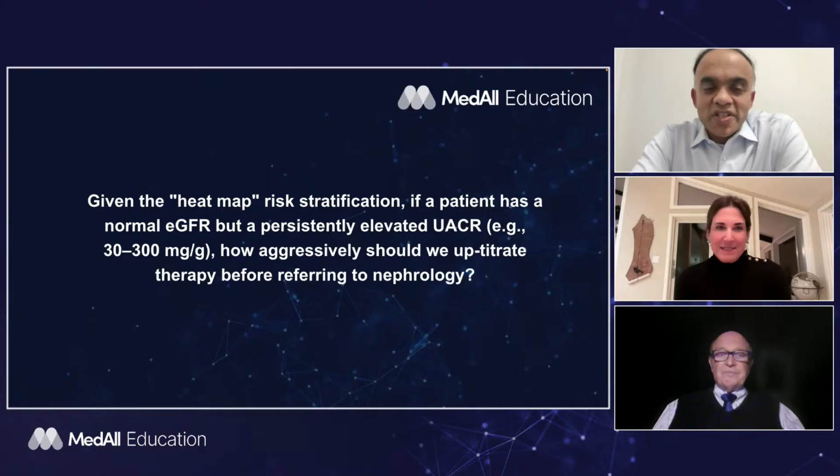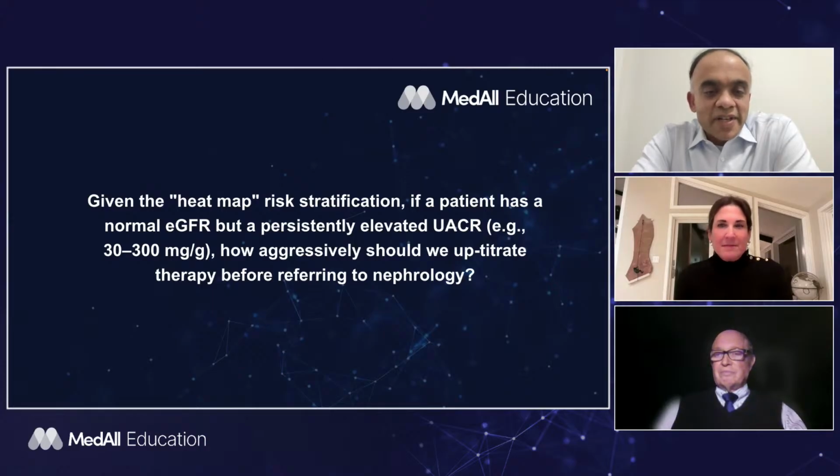So the first question here is, given the heat map risk stratification, if a patient has a normal eGFR but a persistently elevated UACR, i.e. if it is between 30 to 300 milligram per gram, how aggressively should we up-titrate therapy before referring to nephrology? Leigh, would you mind taking this?